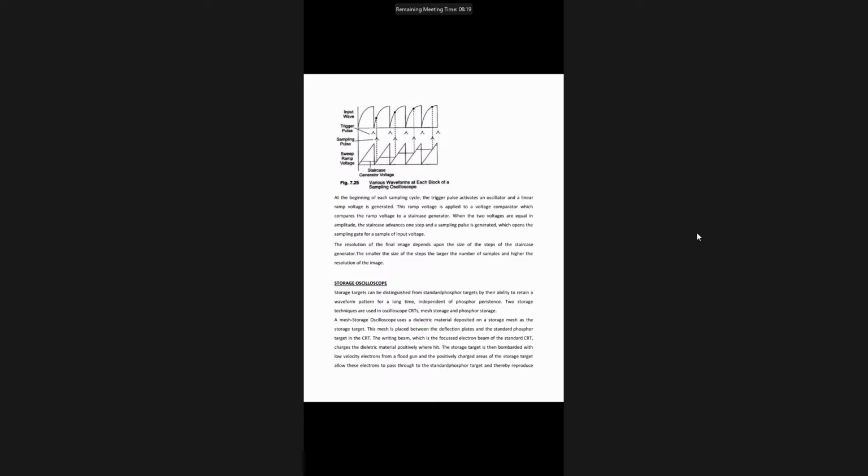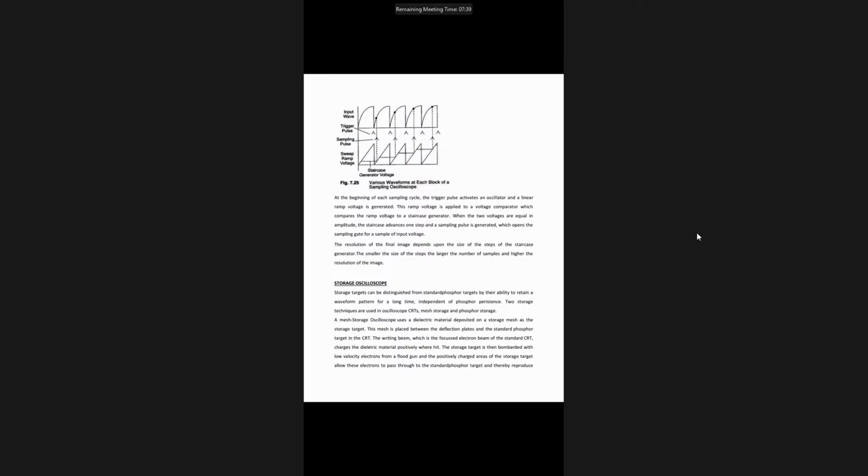After that we place a screen, so between these two we place this mesh, and the writing beam, which is the focused electron beam of the standard CRT, charges the dielectric material positively where it hits, जो बीच में है दोनों को. So what happens, the storage target is then bombarded with low velocity electrons from a flood gun. तो जो हमारे स्क्रीन के ऊपर कोटिंग है, अब क्योंकि टारगेट, फर्स्ट जो इलेक्ट्रॉन बीम है वो बीच में मैश को हिट करती है, and after that it is hitting the screen, so it goes with very low velocity to the screen.